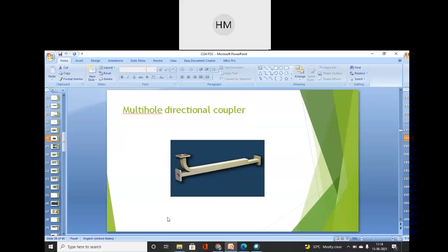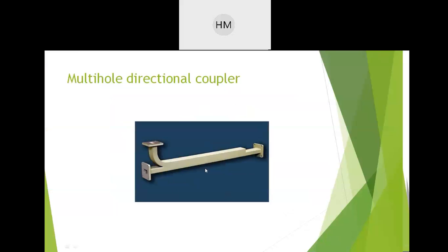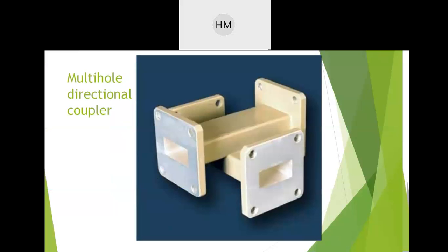Then I will show you this multi-hole directional coupler. In a directional coupler, the power is transferred from input to output. Multi-hole means there are two output regions. This is again a multi-hole directional coupler. In our college also we have all these components in our microwave lab. Couplers, microwave test benches, waveguide structures, all these are physically present in that lab.